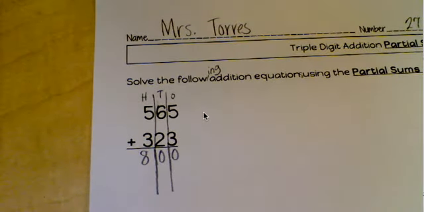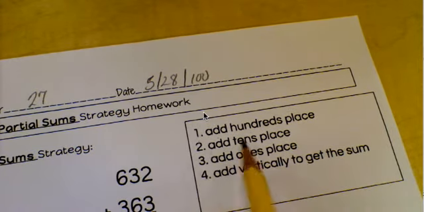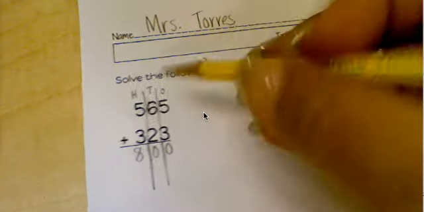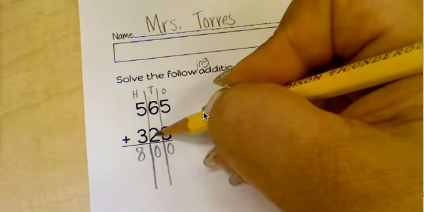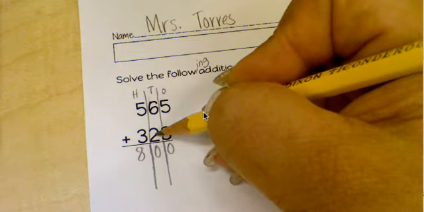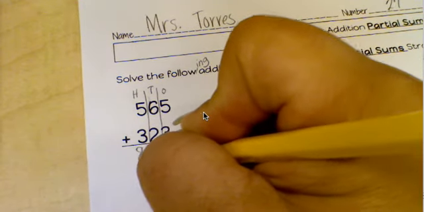And Hollywood, what does number 2 say to do? Add tens place. All right, so let's go to the tens place. 6 tens and 2 more tens is how many tens? 8 tens. And what's the value of 8 tens? 80. So that's 8 tens and no ones.